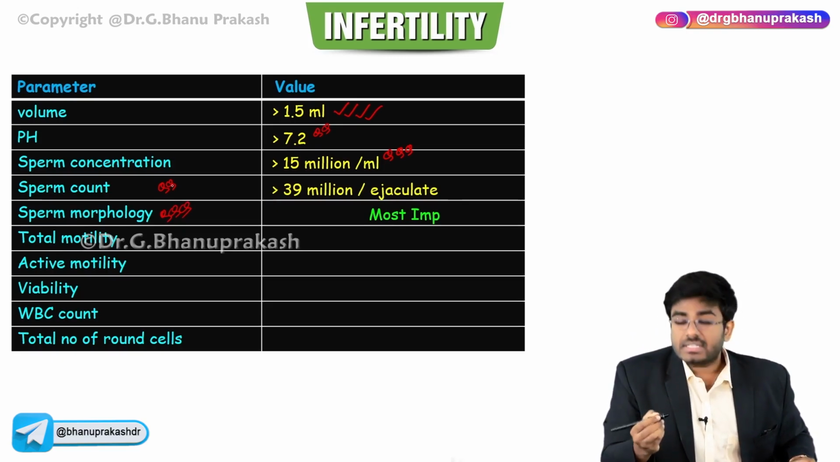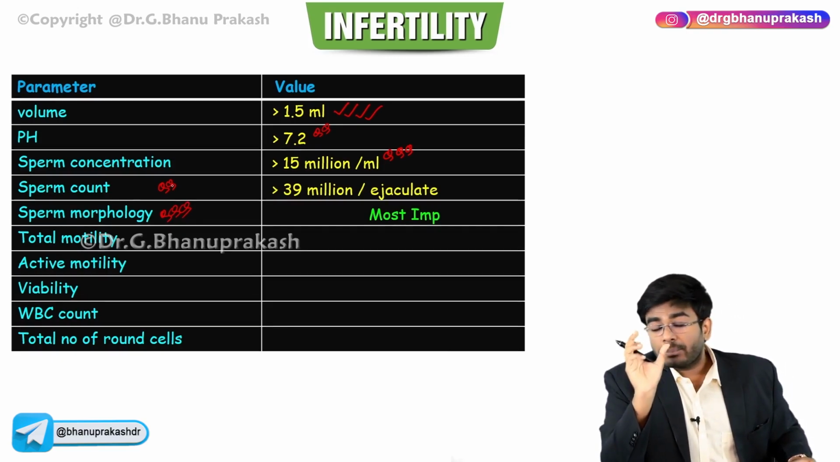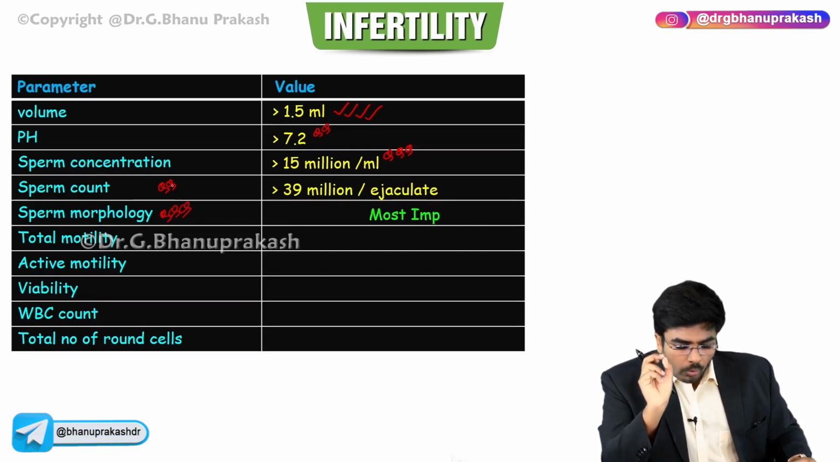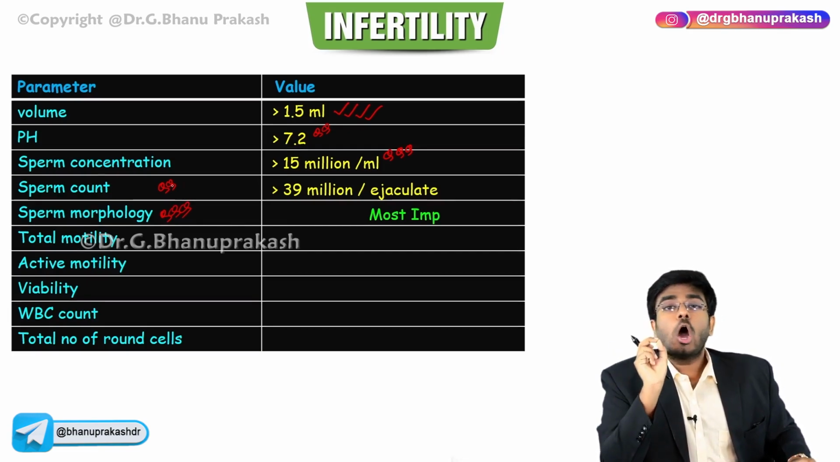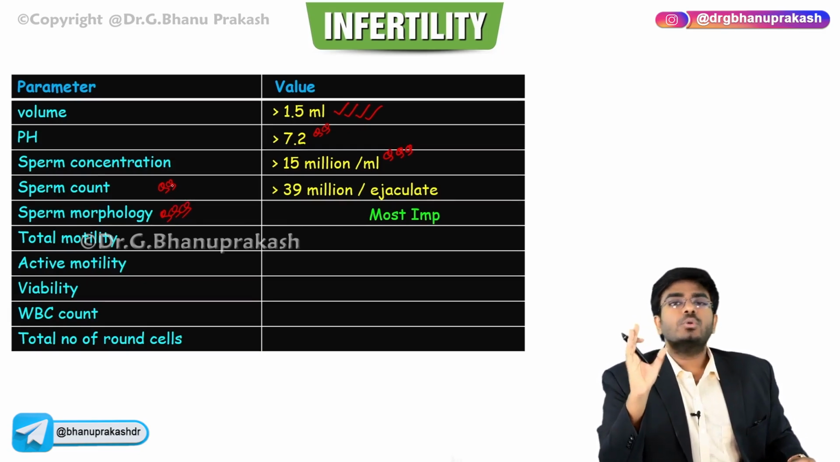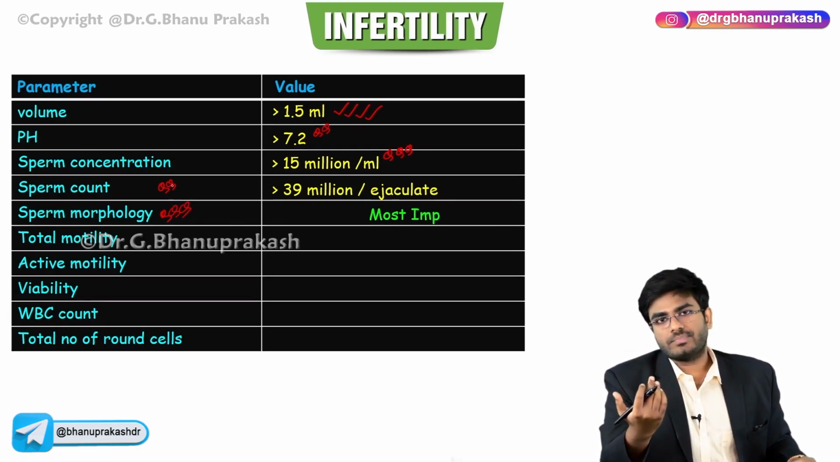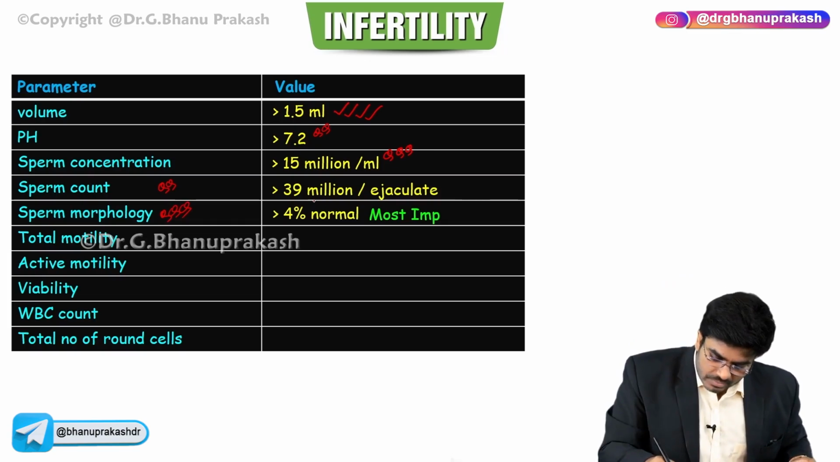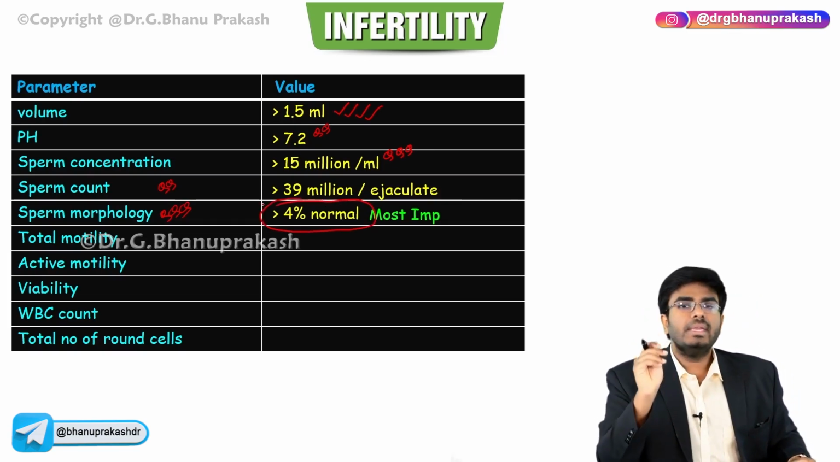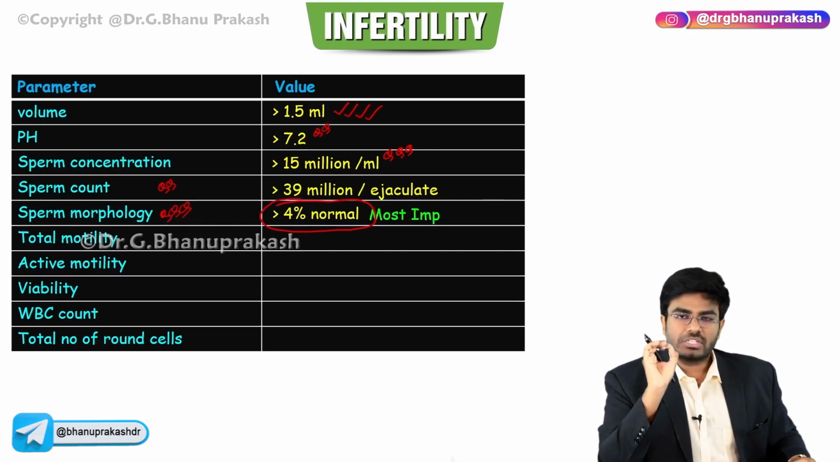Now sperm morphology, the very important criteria, the very important parameter. How much percent of sperms should have their normal morphology? At least 4% of the sperms. Okay, so 4% or more than 4% of the sperms should be having normal morphology.